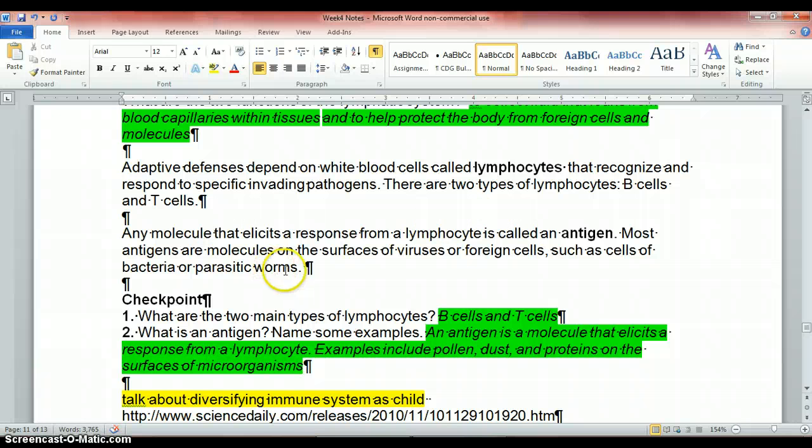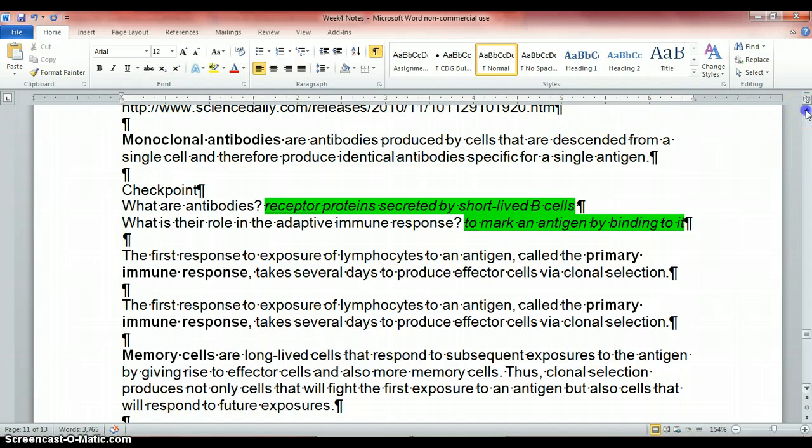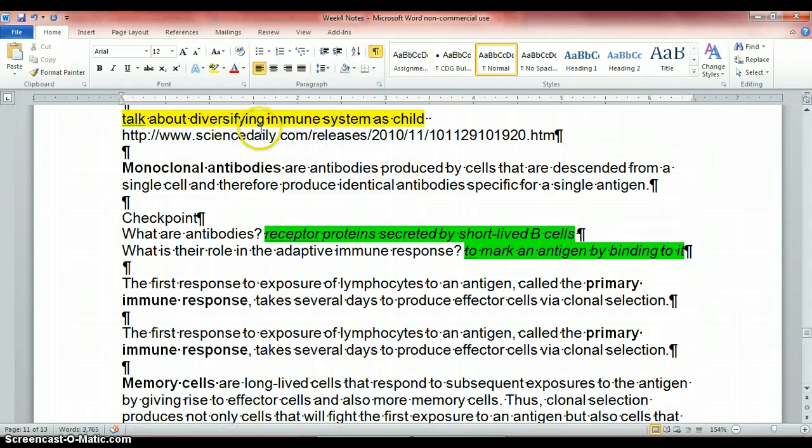Most antigens are molecules on the surfaces of viruses or foreign cells, such as the cells of bacteria or parasitic worms. Lovely. Oh, went too far. Oh, talk about diversifying the immune system as a child. This is a nice little link below this that discusses that. Monoclonal antibodies are antibodies produced by cells that are descended from a single cell and therefore produce identical antibodies for a specific single antigen.